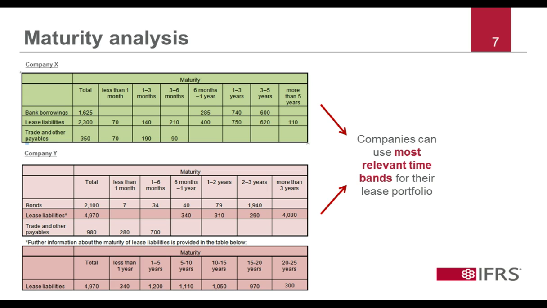In contrast, the example at the bottom of the slide is a more appropriate set of time bands for, say, a company that holds many long-term leases, such as properties. In this case, there is little useful information to be gained from breaking down the lease commitments in the early years into small time bands. But there is a lot of useful information in the longer-term maturities because this lessee has many commitments running up to 15, 20, and 25 years. Coming back to the point I made at the beginning of the webcast, the benefit of permitting judgment here is that the lessees can provide a maturity analysis that is most useful for their own lease portfolio.